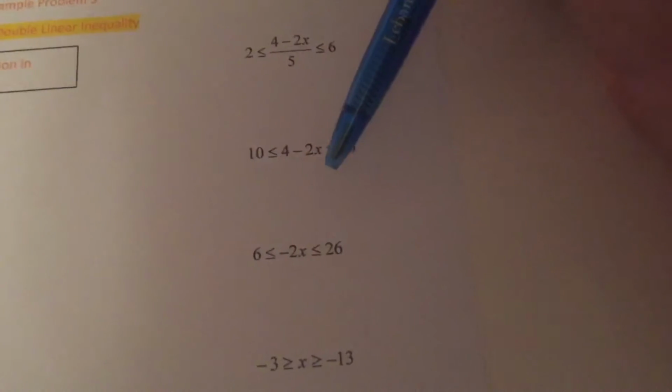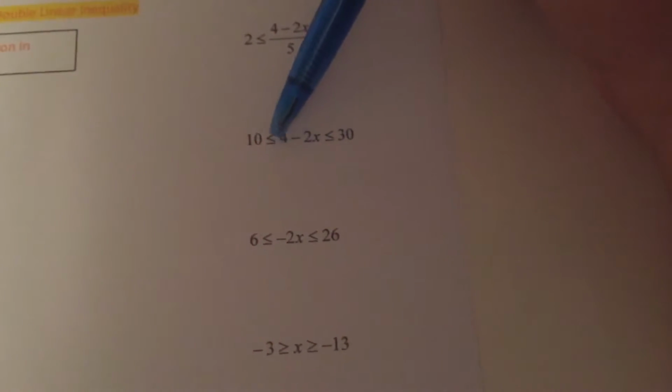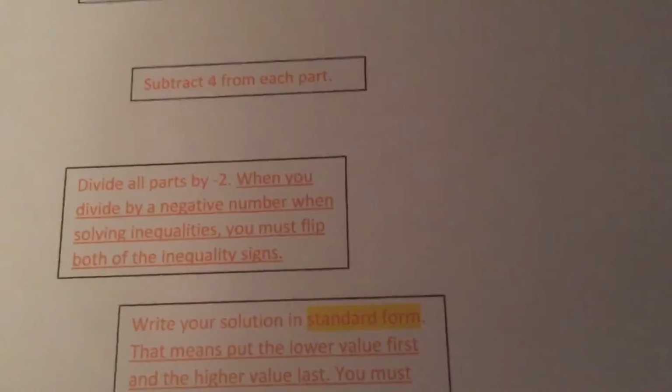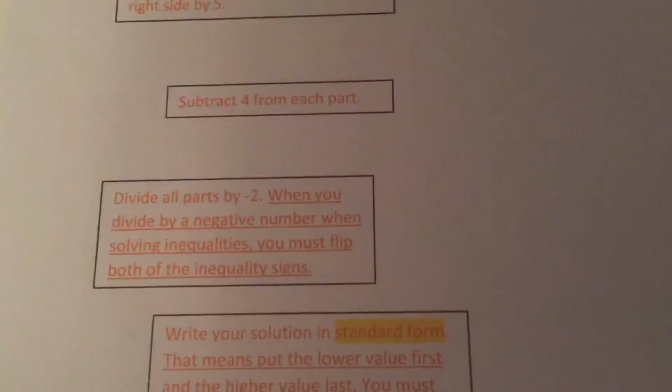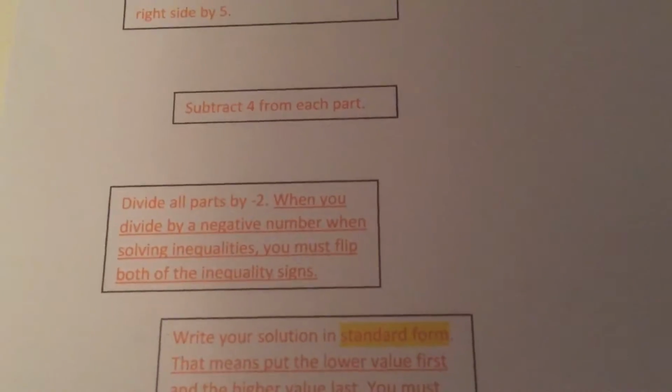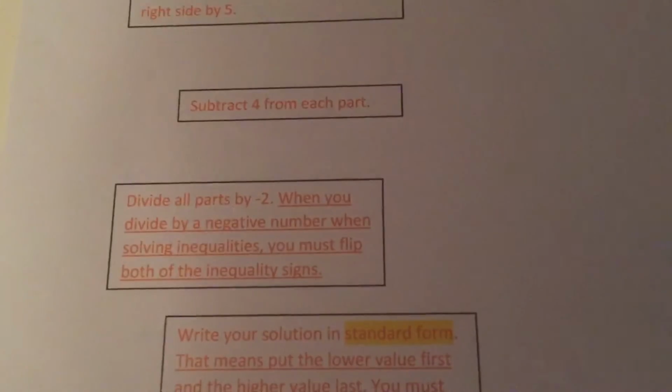Then subtract 4 from each part. So subtract 4 from 10, 6. Subtract 4 from 30, 26. Here's our new one. It's looking better now. Then divide all parts by -2. When you divide by a negative number, when solving inequalities, you have to flip the signs.